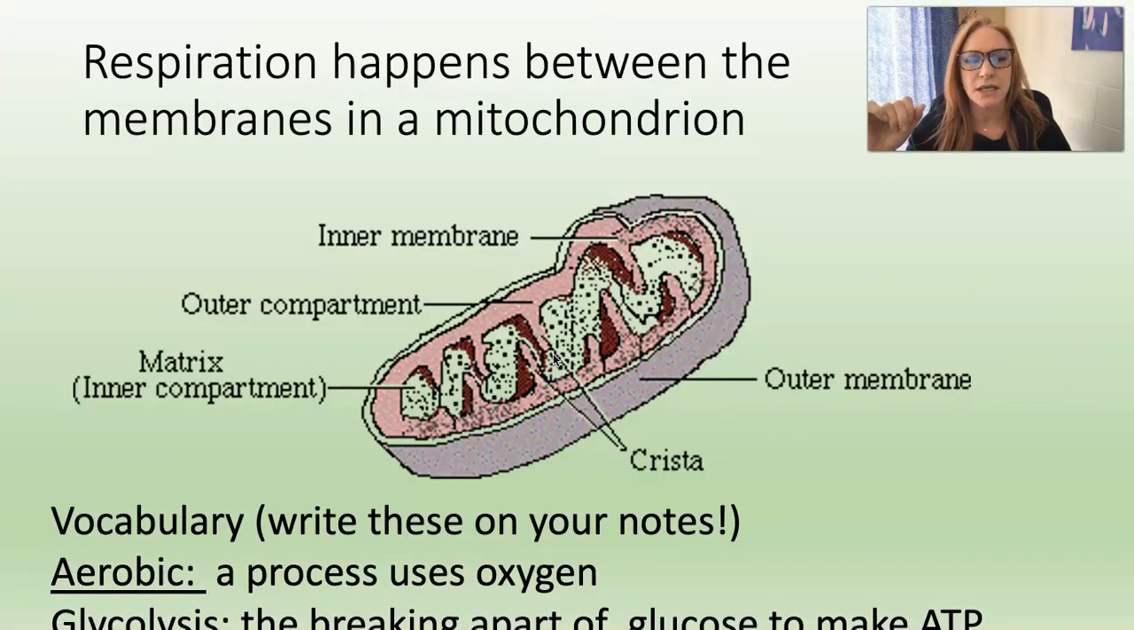Make sure you know these words. Aerobic, that is a process that uses oxygen. So these guys are aerobic process runners. Mitochondria need oxygen to do their job, so this whole process is called an aerobic process.